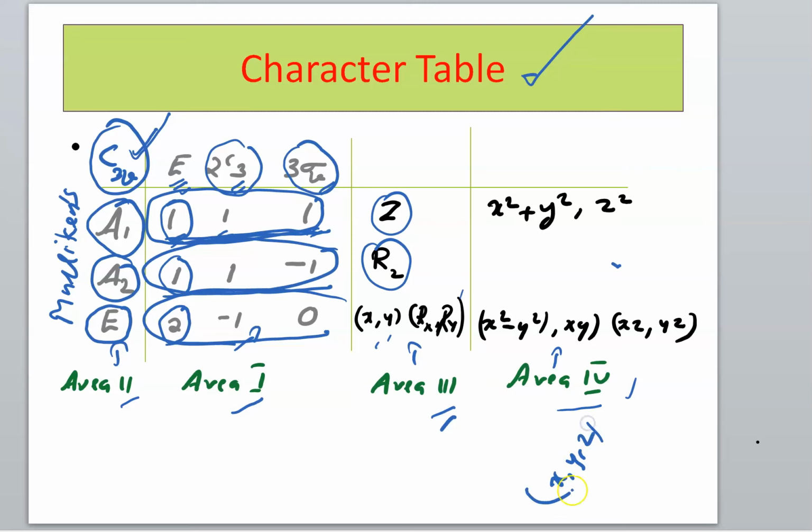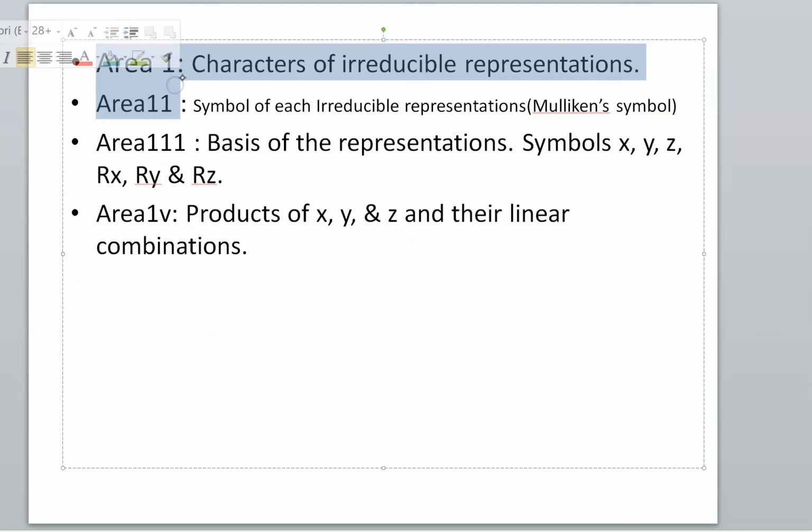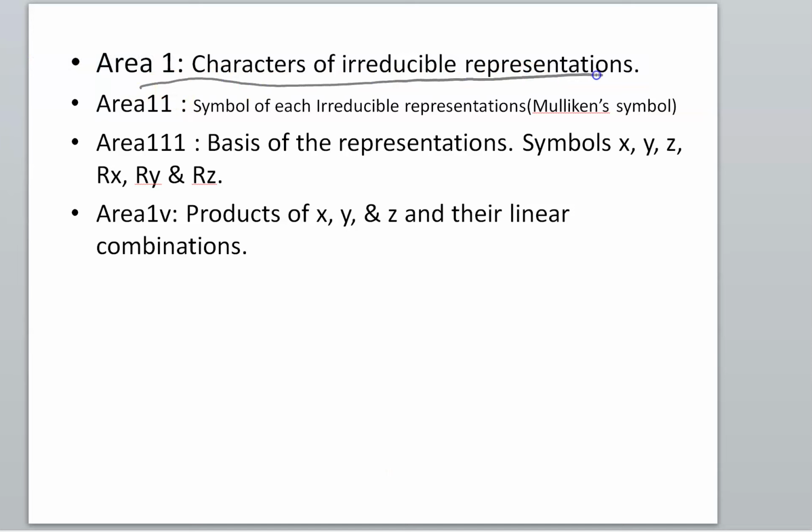Its multiples and its linear combinations, like x square plus y square, z square, xy, xz, yz, like that. We will discuss more about this in the later session of this chapter. Okay, to conclude, in area 1, we are writing the characters of the irreducible representation.